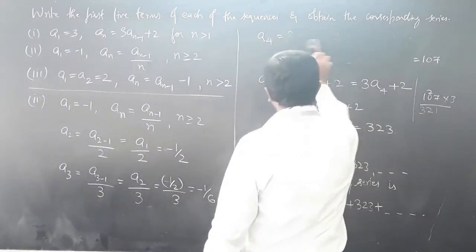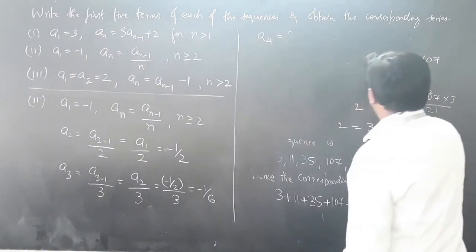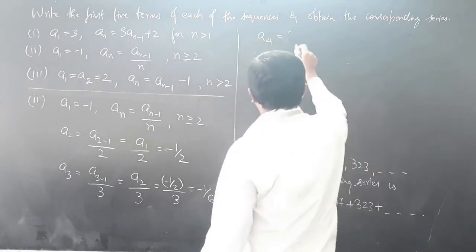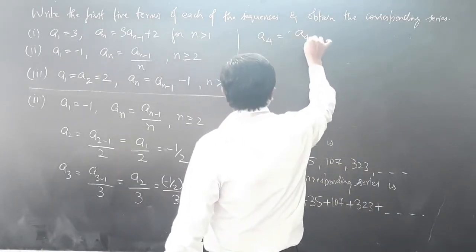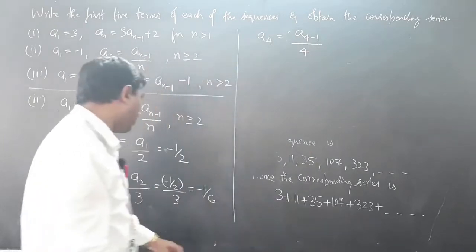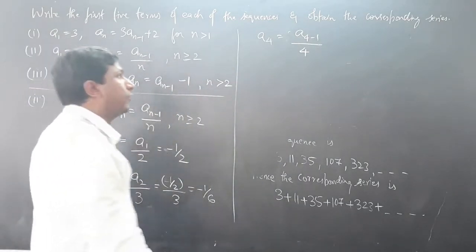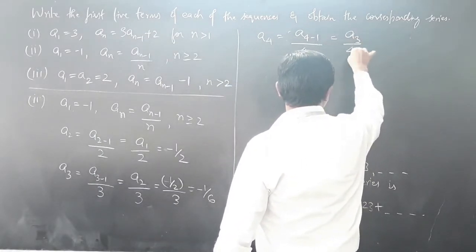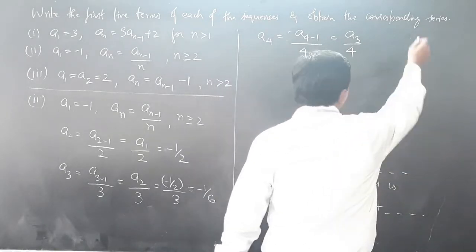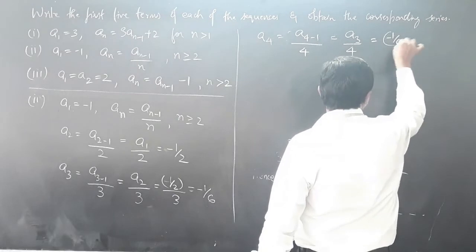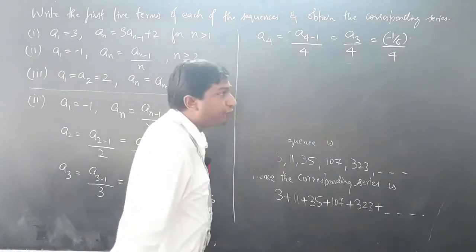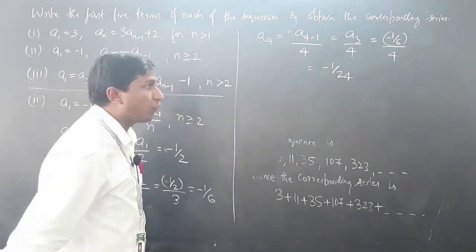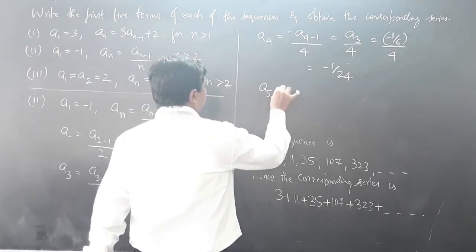Fourth term. What's the fourth term? The fourth term is a_4, which is a_(4-1) by 4. a_(4-1) is nothing but a_3 by 4. a_3 is minus 1 by 6, whole divided by 4. This is nothing but minus 1 by 24.